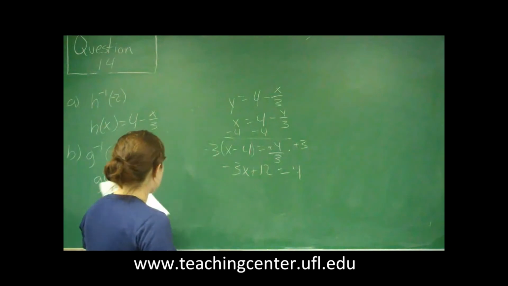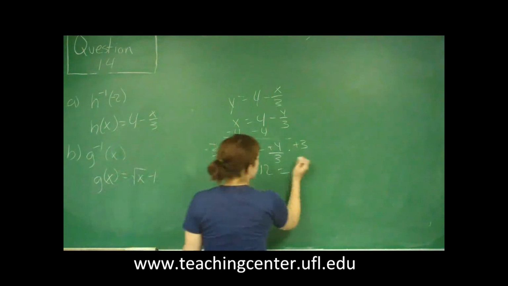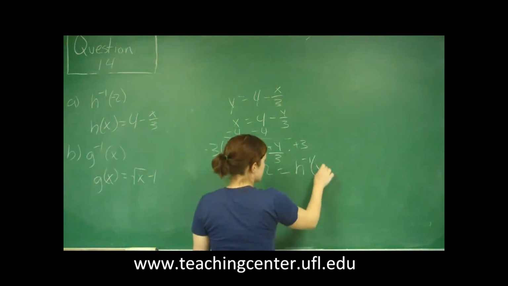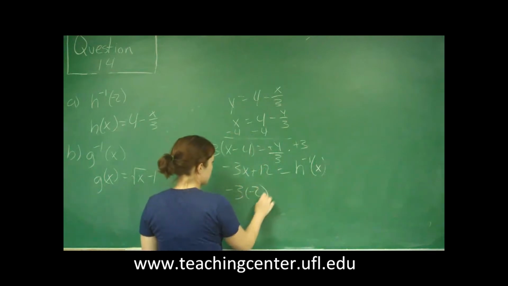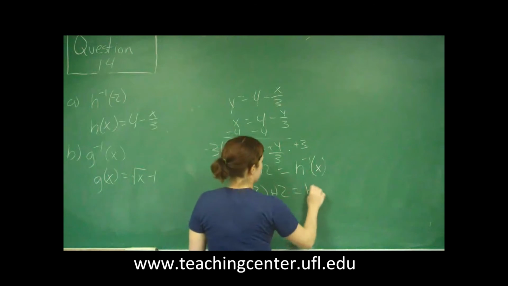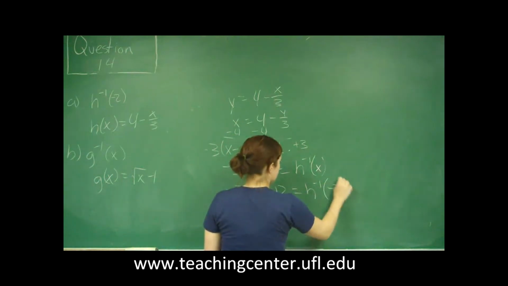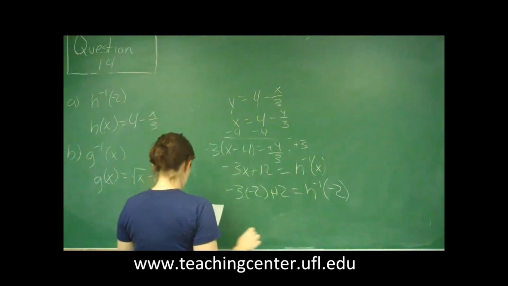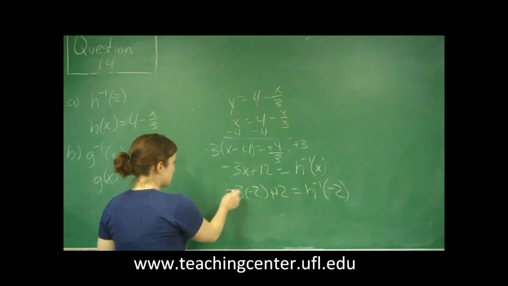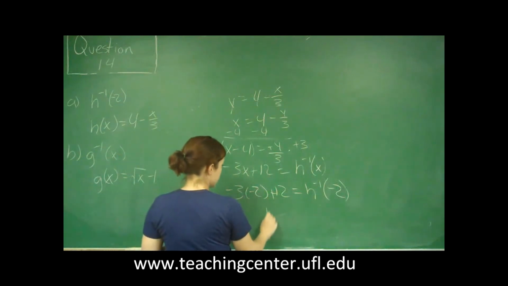Now I'm going to find h inverse of negative 2. So this is my inverse function. And now I'm going to plug in negative 2, and that will be negative 3 times negative 2 is 6, plus 12 is 18.